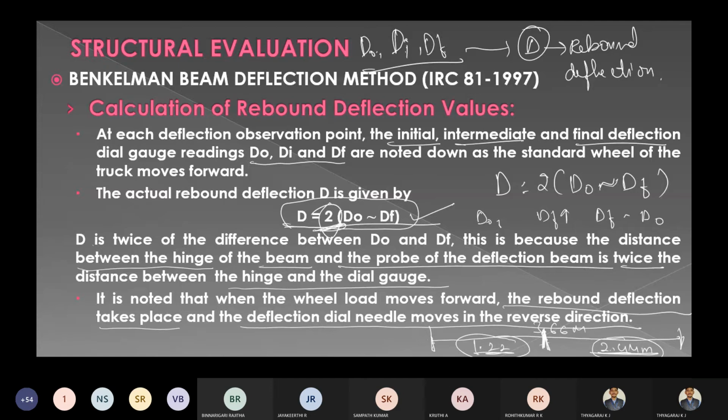Then calculation of rebound deflection. You write this equation: the rebound deflection is calculated using D is equal to 2 into D naught minus df, and you tell why it is twice. Because the distance between the probe end and the hinge is twice the distance between the hinge and the dial gauge. That's how it is multiplied by 2, you mention. Then the measured deflection will be the rebound deflection, and whenever the truck moves forward, the dial gauge will run in the opposite direction, that is, in the reverse direction.